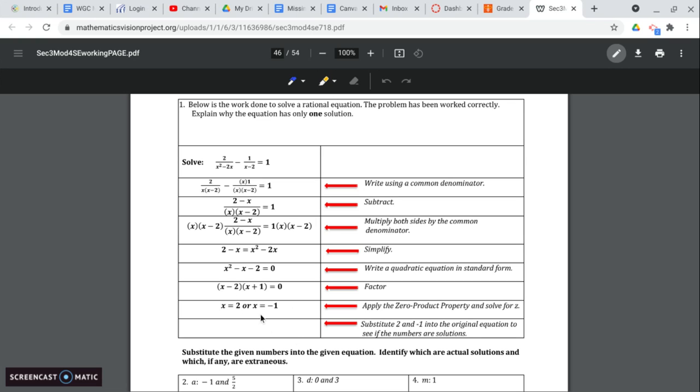But if we substitute each of those in up here, what's going to happen when we plug in 2 for x in this equation here? It's going to make the denominator 0, so it can't exist there. So it's an extra solution because x equals 2 makes the denominator equal to 0, which can never happen. We can never have a denominator that is 0.